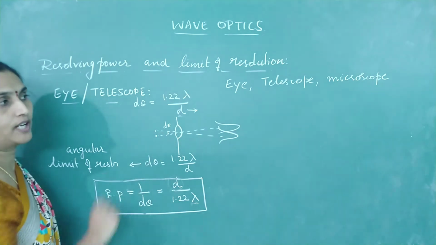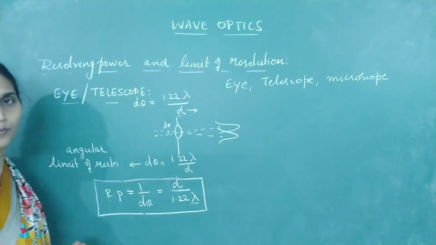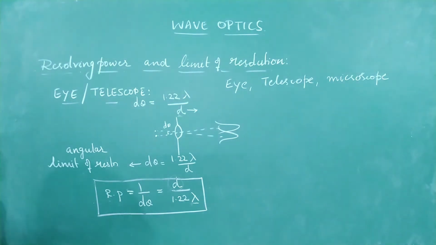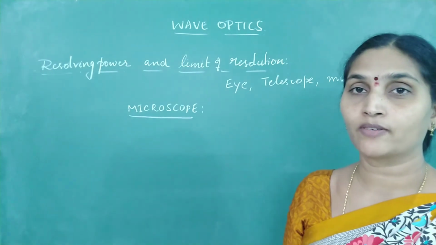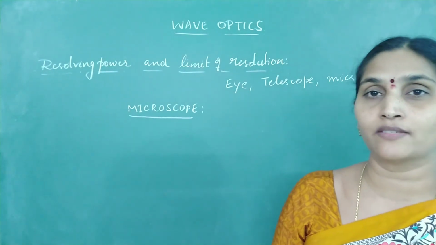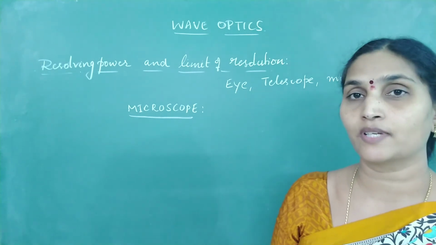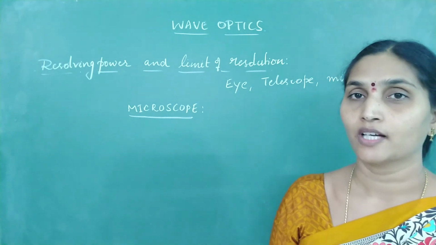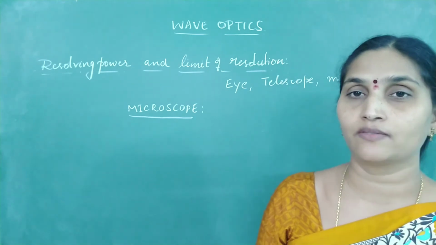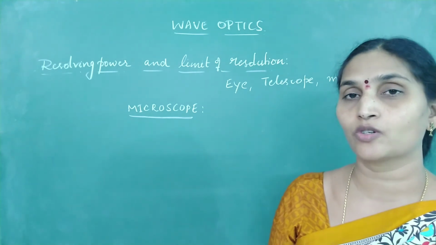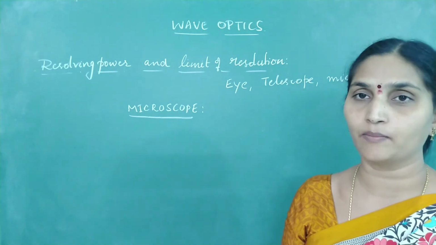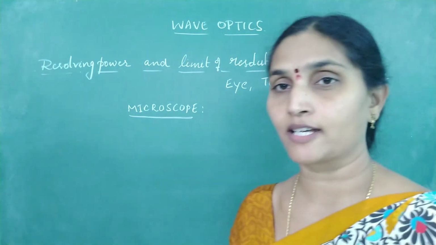Now let us see how to find the resolving power of a microscope. Coming to the resolving power of a microscope, we know the objective lens of a microscope should produce magnification, and at the same time it has to produce resolution. So there are two objectives for the objective lens. Along with magnification, it should also produce a good, well resolved image. So let us go back to Rayleigh's criteria.